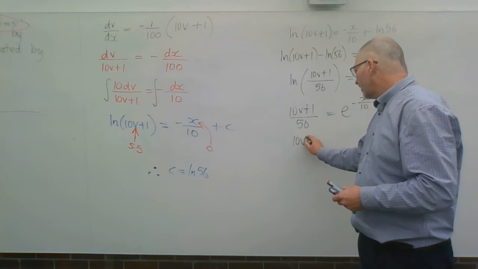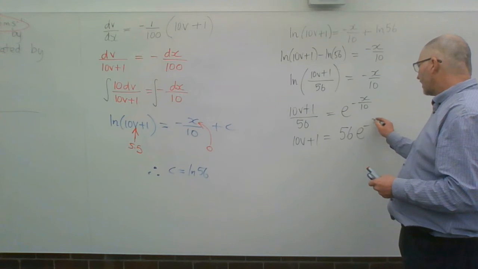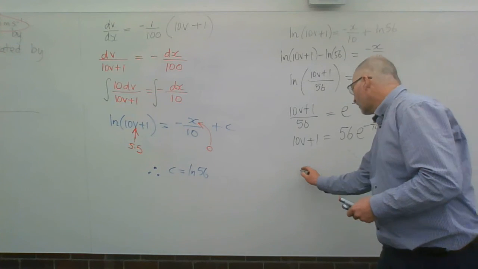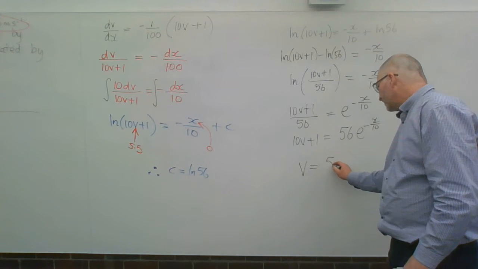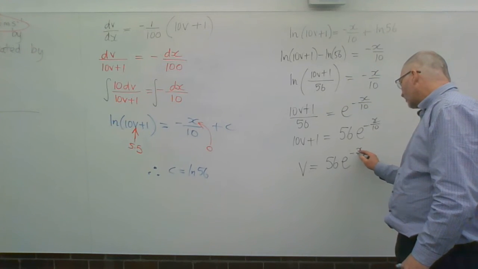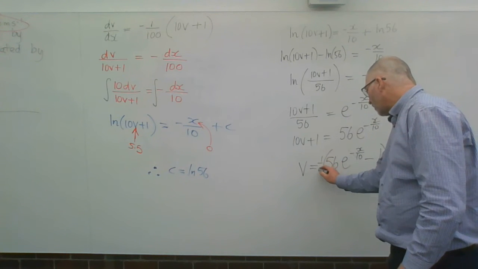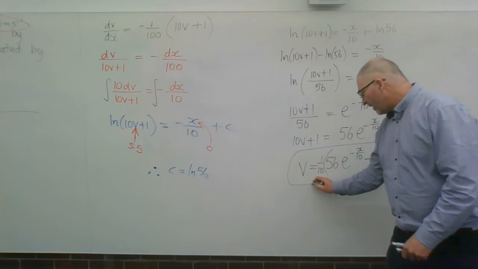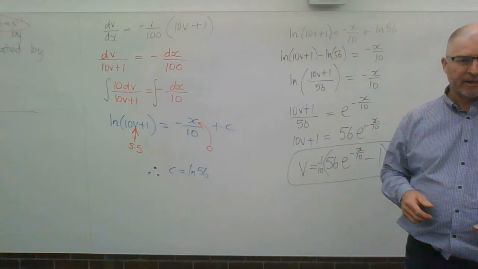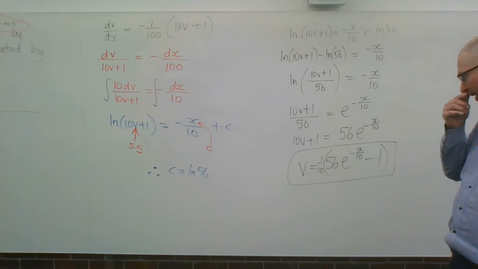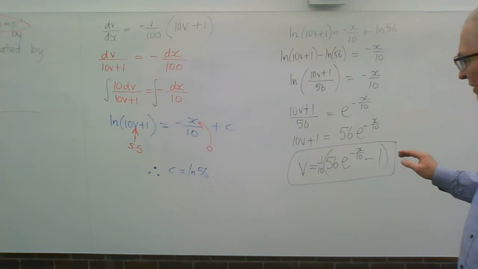So 10v plus 1 equals 56 e to the negative x on 10. So v will end up equaling 56 e to the negative x on 10 minus 1, and all that is times by 1/10. So there's v equals 1/10 of (56 e to the negative x on 10 minus 1). So I've got the first part that the question said. It said find v as a function of x.